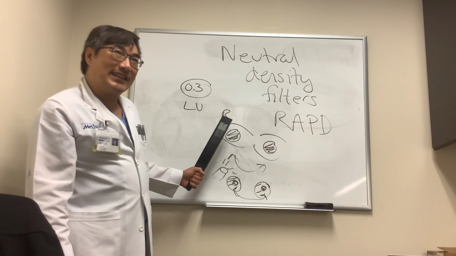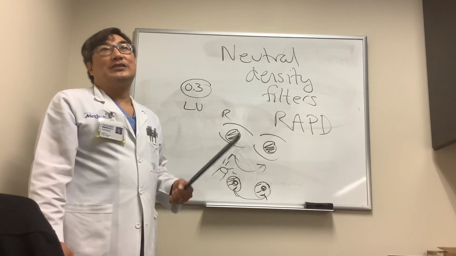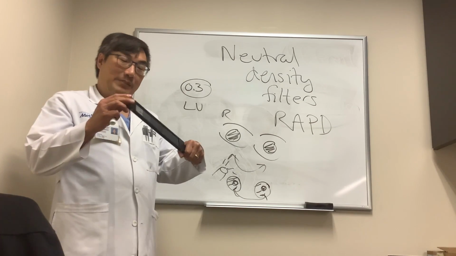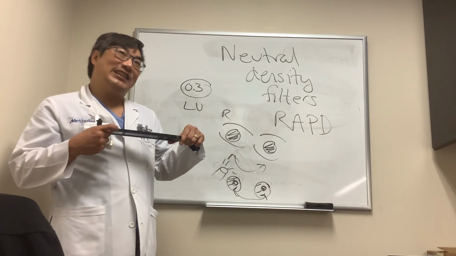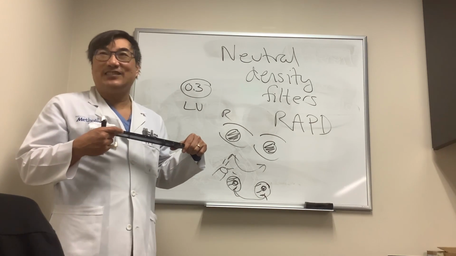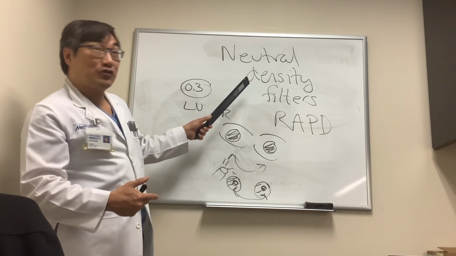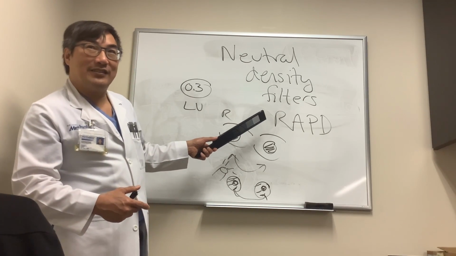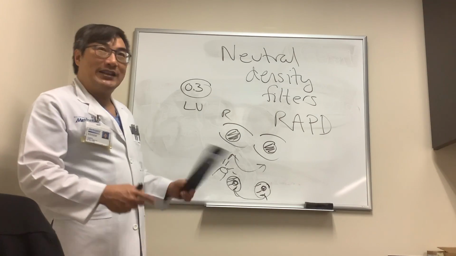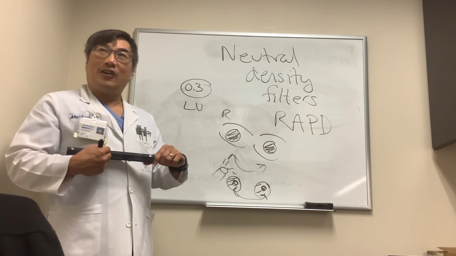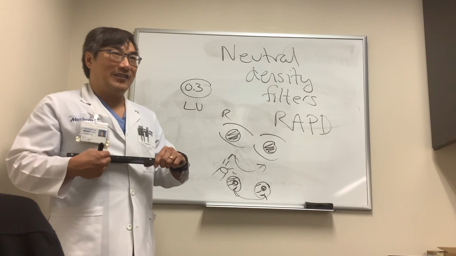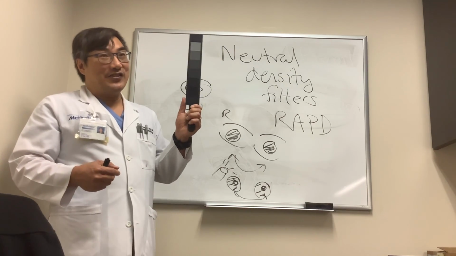But what if it doesn't do anything? Well, then maybe that was a fake RAPD. So a 0.3 log unit filter is really great for adjudicating, is this a real RAPD or not? The other filters are useful for measuring in a quantitative manner the RAPD. The endpoint is reversal of the RAPD, or it stops being an RAPD, and you're going to put it over the good eye.